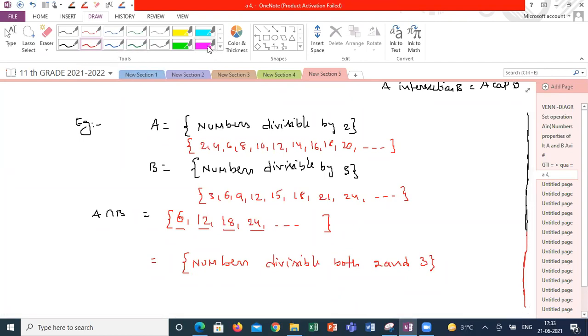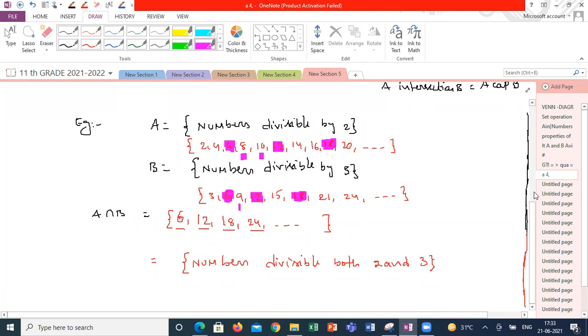See, this is one intersection element. 6 is there, 6 is there. Before 6, there are no common elements. Again, 12 is common after 6. Here 8 and 10 are not available in this set. Again, 18 is a common element. 14, 16, 15 are not common. So this is how we can write the intersection of two sets.